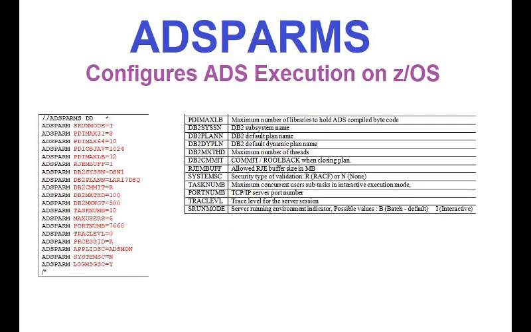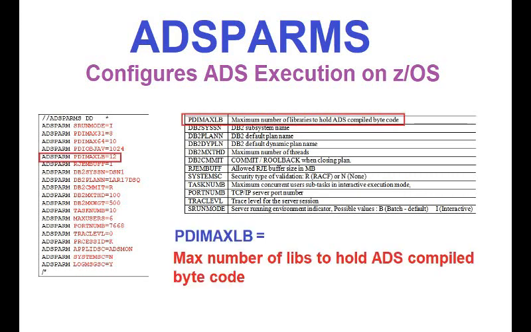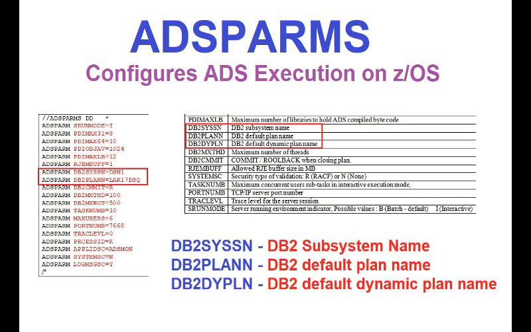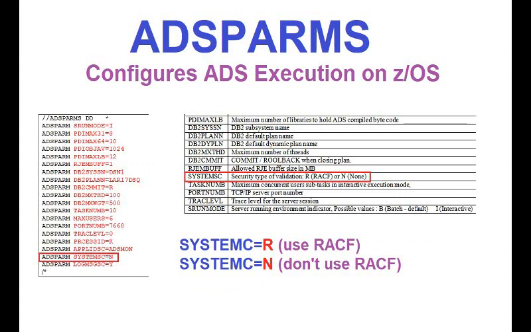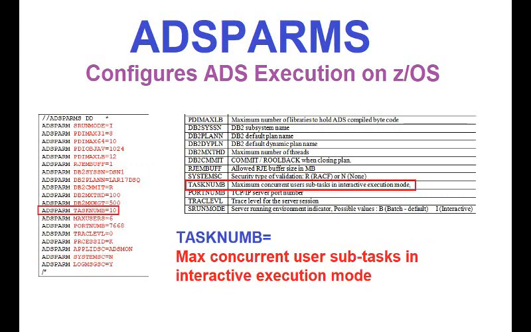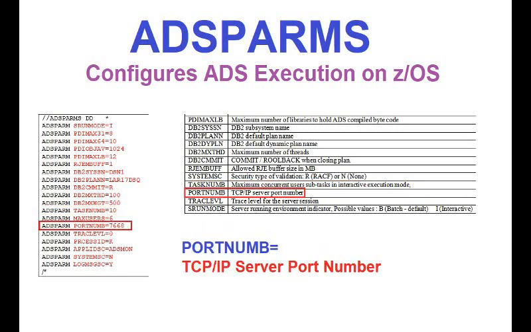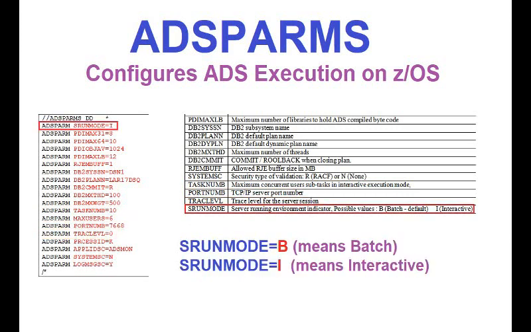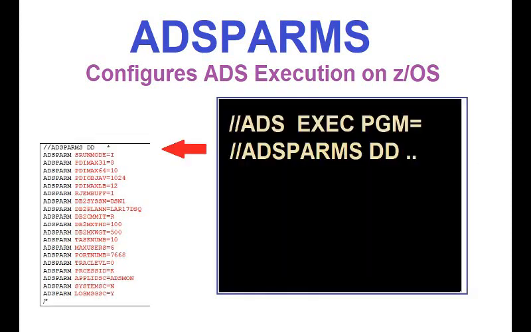On z/OS, you can configure the execution of the ADS runtime by using a parameter file. Some of these ADS parameters are the maximum number of libraries that can hold ADS compiled bytecode. For the DB2 that ADS uses, you can specify its subsystem name, its default plan name, and its default dynamic plan name; whether to use RACF or not; the maximum number of concurrent user subtasks available in interactive execution mode; ADS's TCP/IP port number; the trace level to use for logging; and whether this server will be running in batch or interactive mode. The ADS started task for z/OS reads these parameters when it starts and uses these values when it runs.